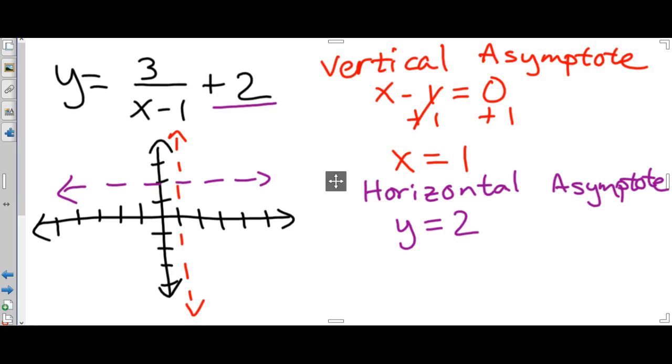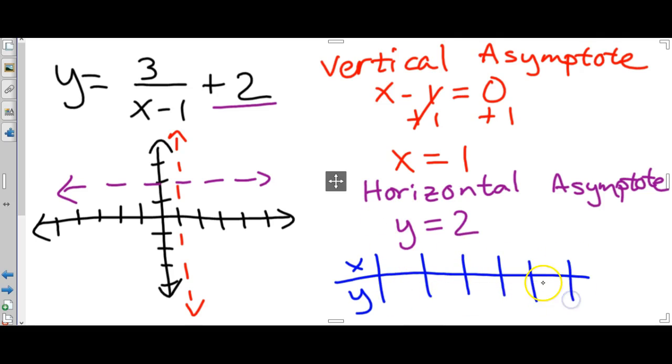I'm going to put my table sideways just so I don't have to move off of the screen, so that we still have everything up as we're graphing. So my x values, I'm going to pick stuff around my asymptote. So my asymptote is 1. I'm going to pick things nearby, so like 2, 3, 4. And then also to the left of it, 0, -1, -2.